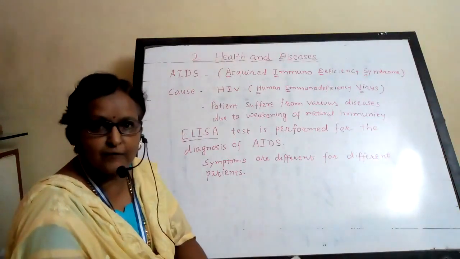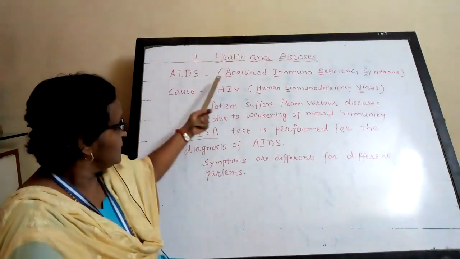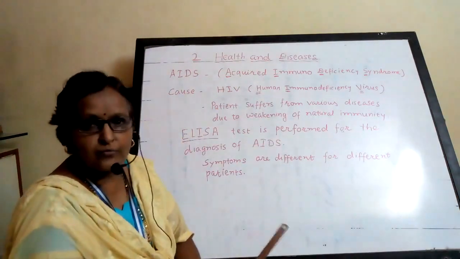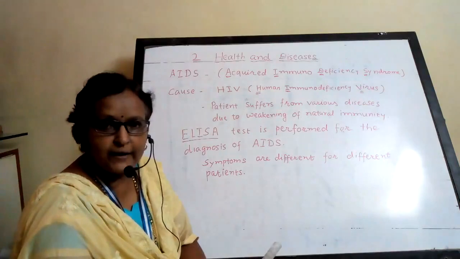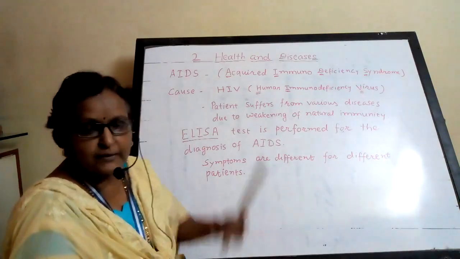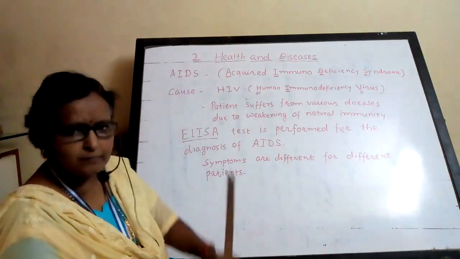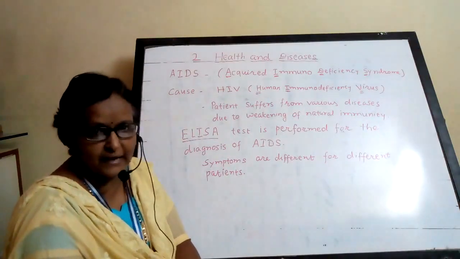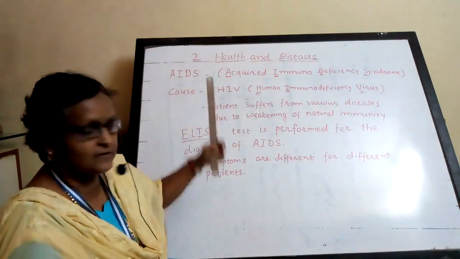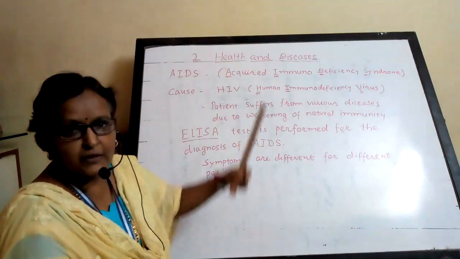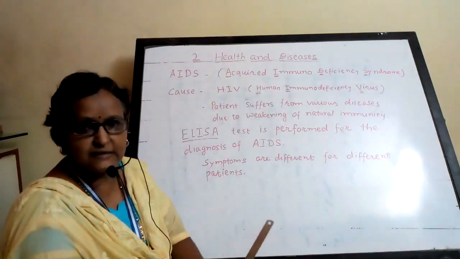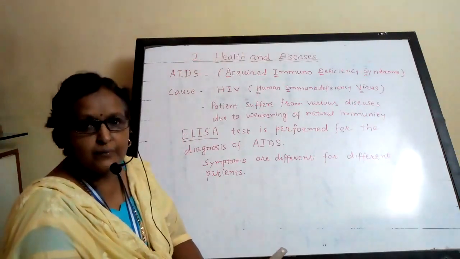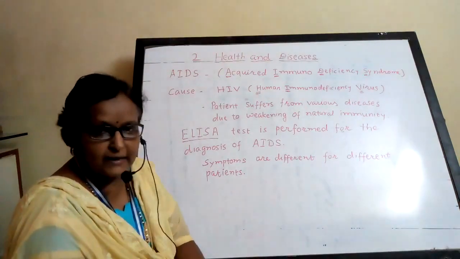There is a problem in our immune system. So the name is from the first letters of acquired immunodeficiency syndrome, that is called AIDS. That is a viral disease, which means a virus causes that disease. The name of the virus is HIV, human immunodeficiency virus, that causes deficiency in our immune system, in our resistance power.